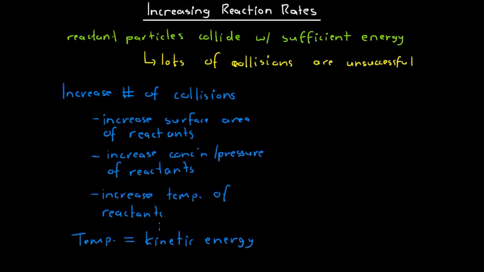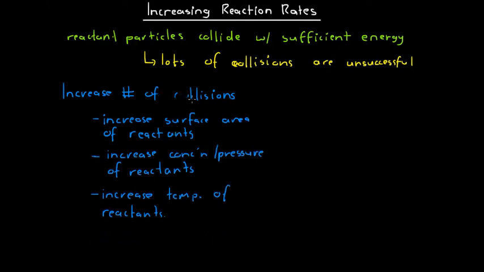So if we increase the temperature of our reactants, then that means our reactant particles are, on average, moving around a lot faster. If they're moving around a lot faster, then they're going to, again, run into other reactant particles more frequently. So increasing the temperature of reactants also increases the number of collisions between reactant particles.